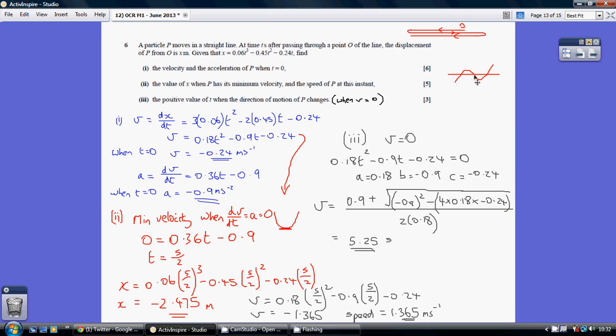So 3 times it's passing the same point, it's passing O. 3 times it is no distance from O, so it's doing something like this. It's sort of oscillating, it's going backwards and forwards and backwards, so bear that in mind.